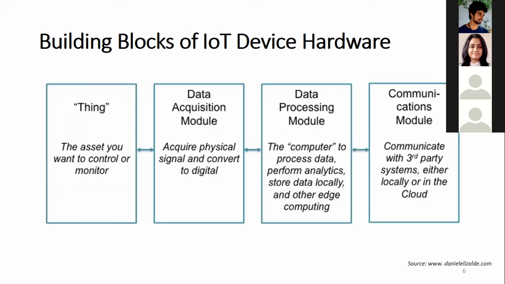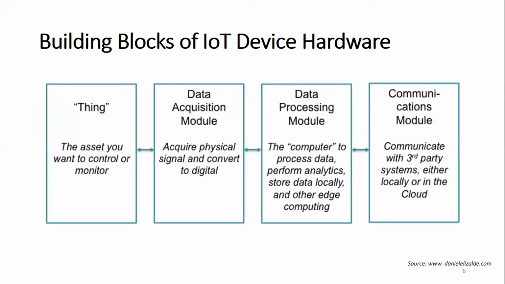Now, let's see what are the building blocks of IoT device hardware. Regardless of its application, all IoT devices share some similarities, or we call them the building blocks, as shown in this figure. This block diagram simplifies the composition of IoT hardware using these 4 blocks: the thing, data acquisition module, data processing module, and the communication module.